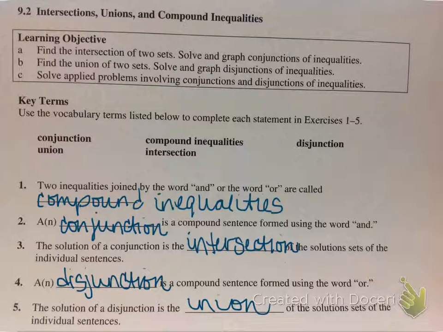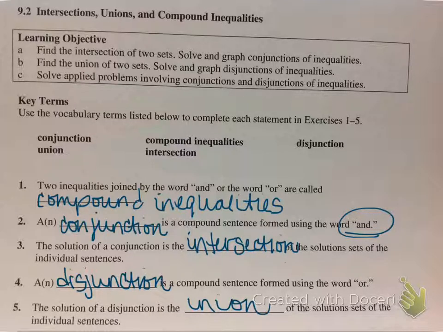Now we're going to look at compound inequalities. And a compound inequality just means more than one. So two inequalities joined by the word and or the word or are called compound inequalities. A conjunction is a compound sentence formed using the word and. I will usually refer to these as the and inequalities.